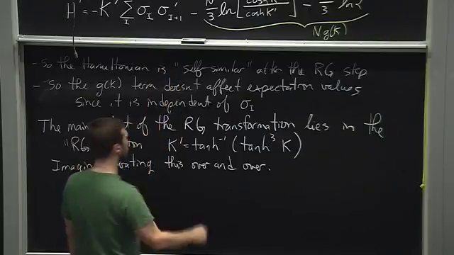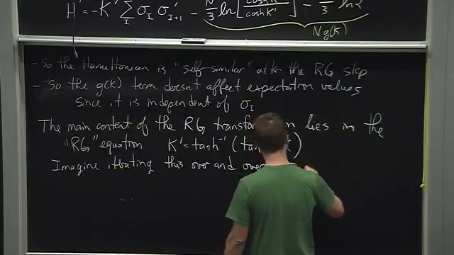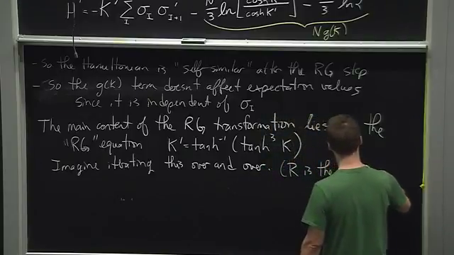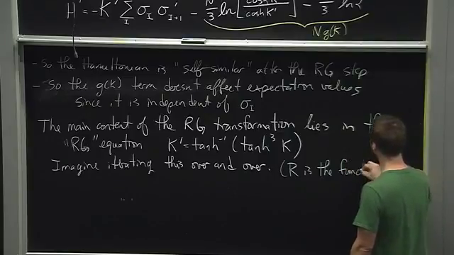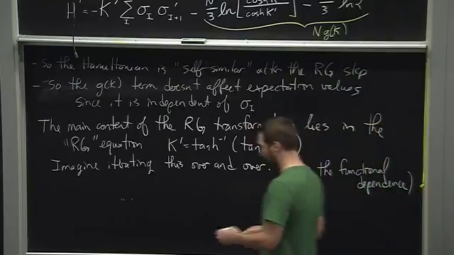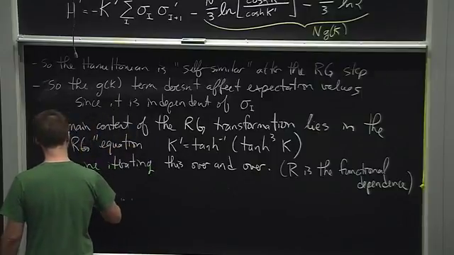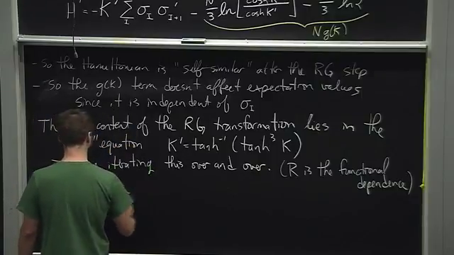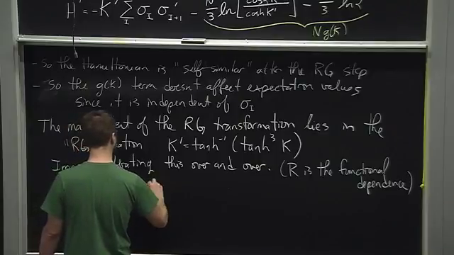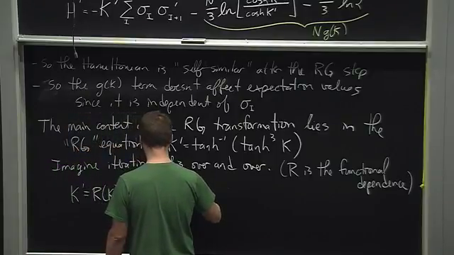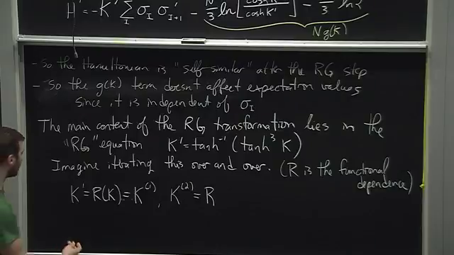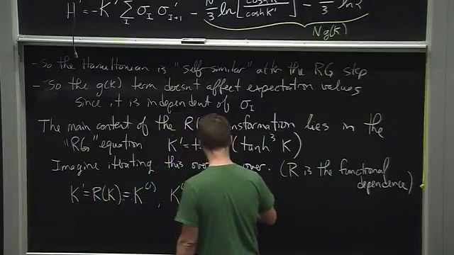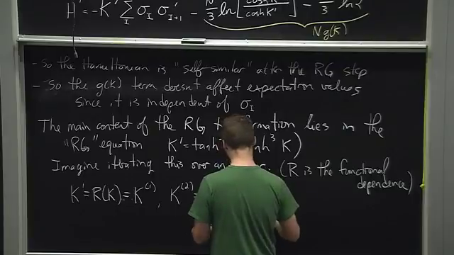If R is that functional dependence, which in most cases it won't be as simple to solve as it was in this 1D case. And if K prime is equal to R of K, I guess you don't want to use a bunch of primes. You could call it K1. Then K2 is the same transformation, R, but you apply it to K prime, so K1, say. And you keep going.